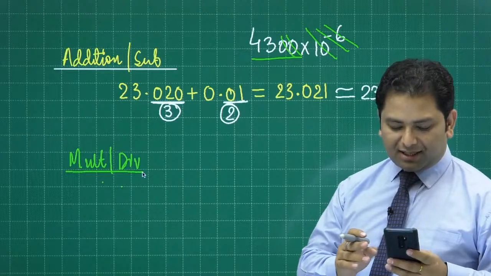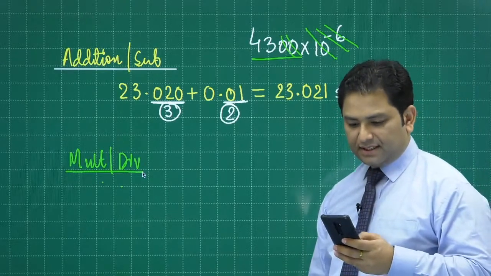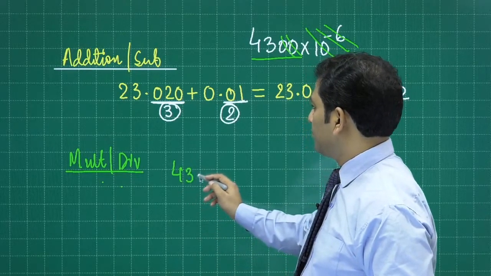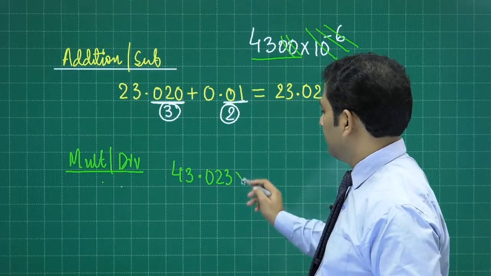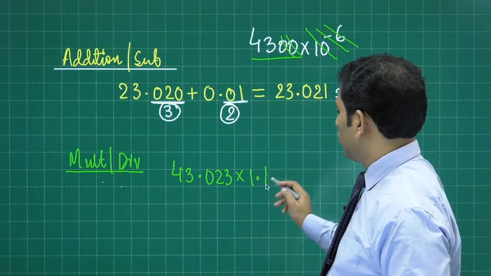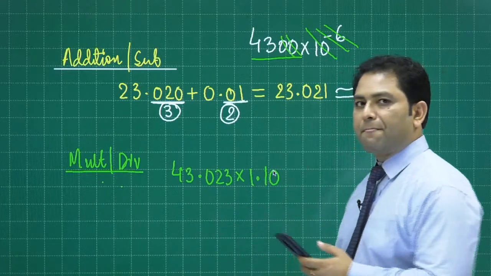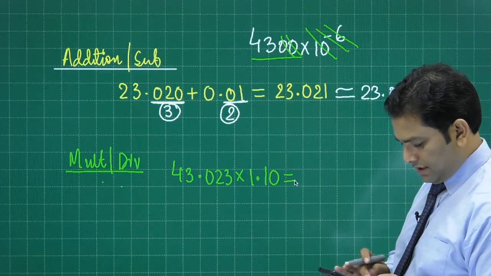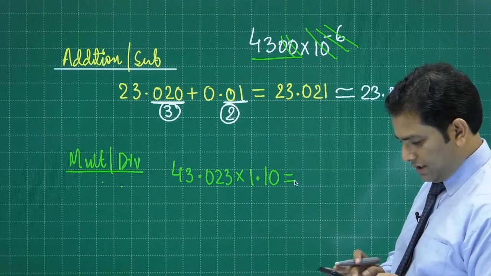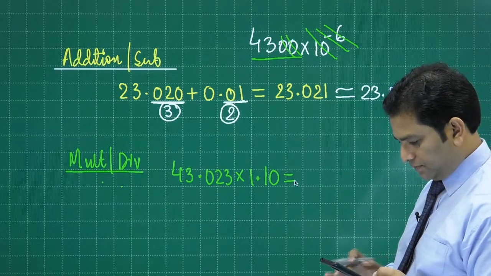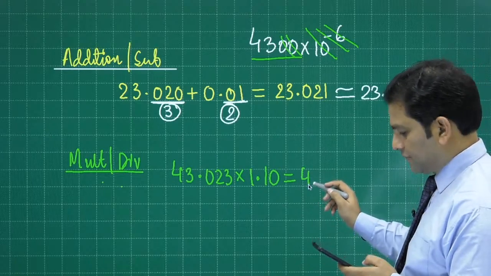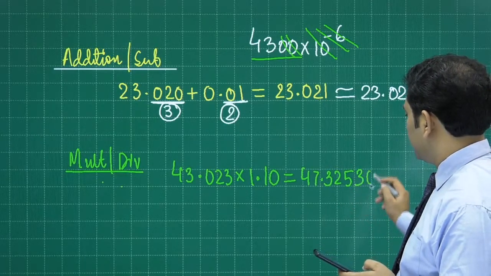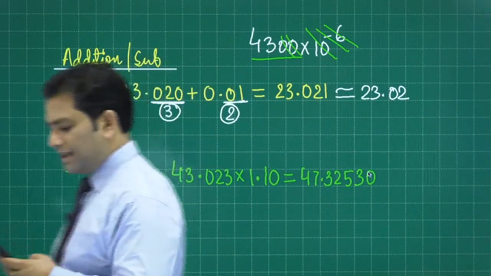All right, now let's go for multiplication division. And for multiplication division, I can go in this way, like let's say 3.023 multiplied by 1.10, let us say. First of all, let's try to see how much will it be. 3.023 into 1.10. So the actual multiplication will be 47.32530. So this is what you get when you actually multiply.